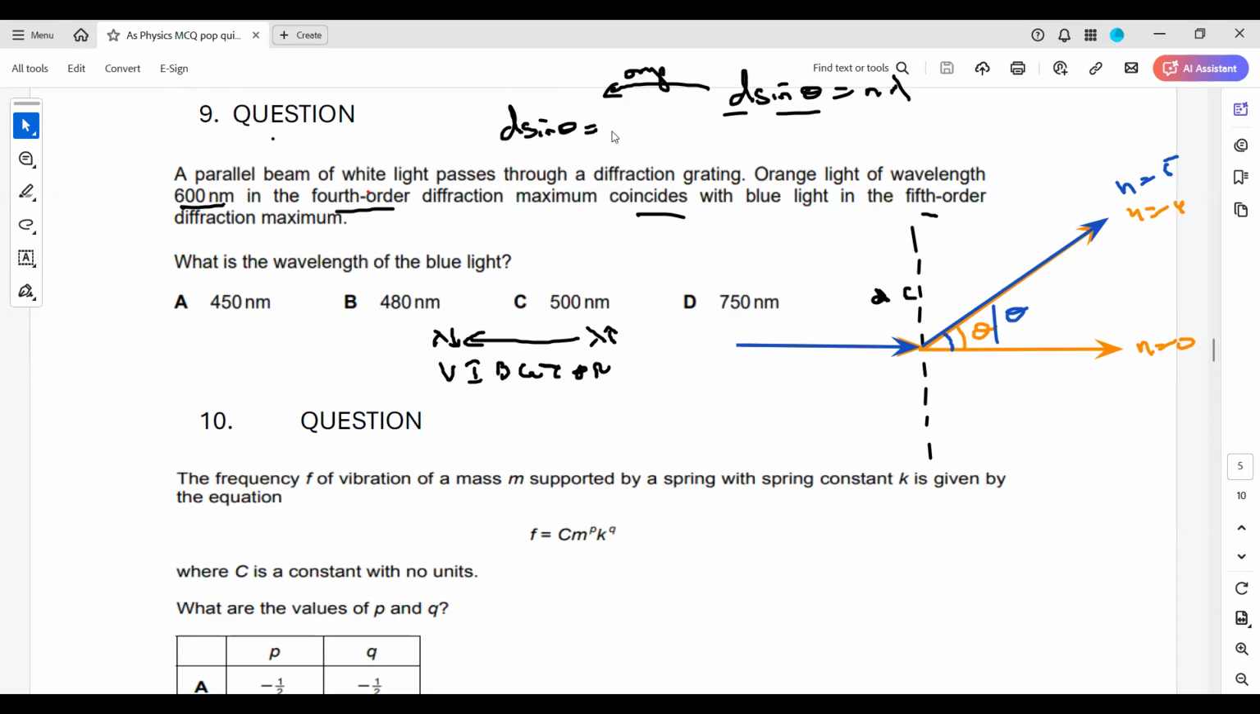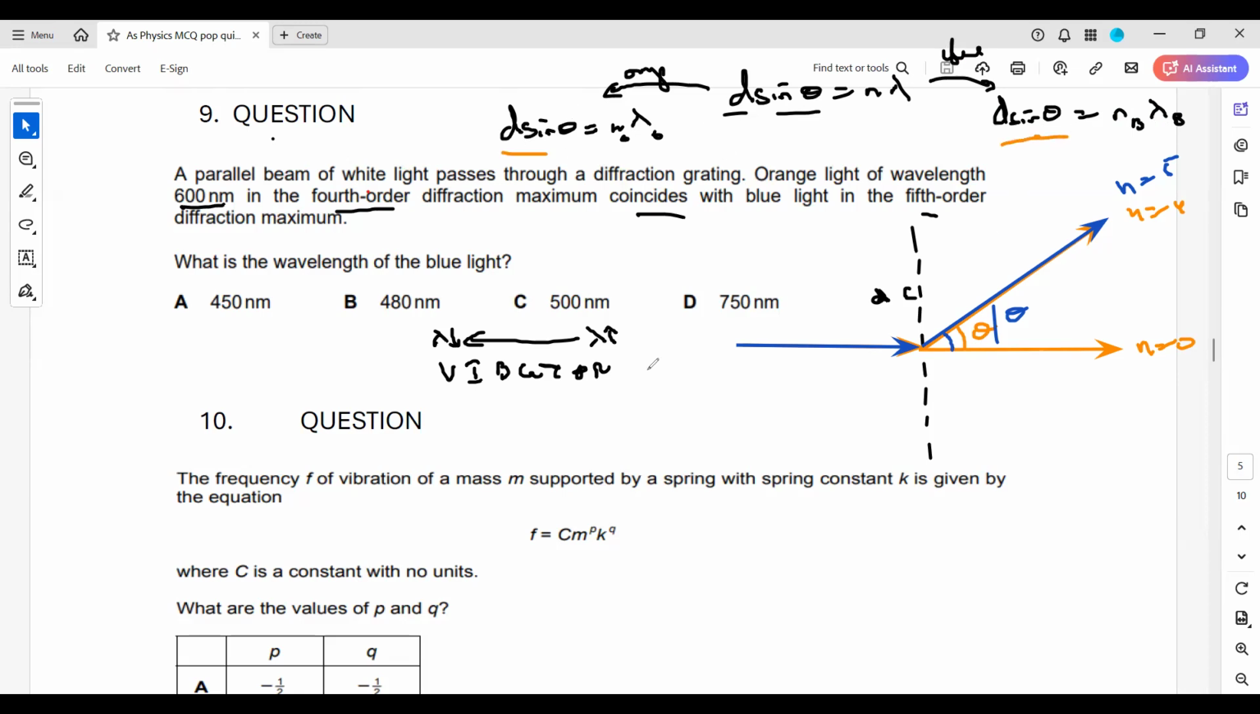So for orange, d sine theta equals n lambda. For orange, I'm writing n_O and lambda_O. And for the blue one, we write d sine theta equals n lambda. For blue, I'm writing n_B and the wavelength is lambda_B. Because d sine theta is the same for both. Why is d sine theta the same? d is the spacing between two openings and theta is an angle. These two are the same, so the product will be the same.